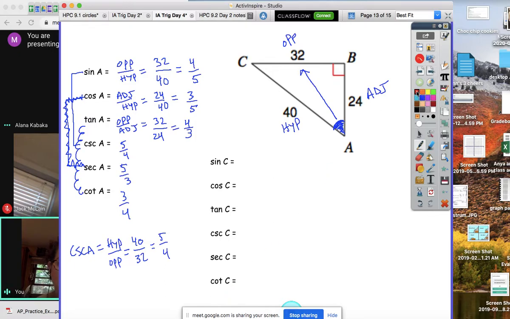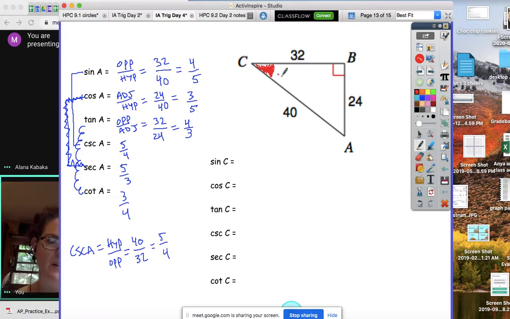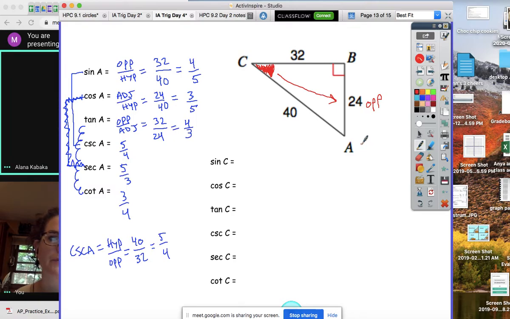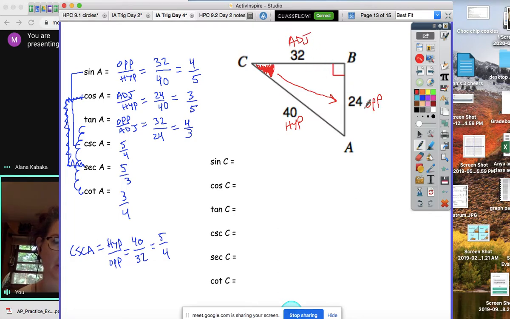All right, so now what we're going to do is we're going to change the angle. So now our focus is going to be from angle C. So I'm going to erase these because they're going to change a little bit. So now we're going to go from the perspective of angle C. So that changes what's opposite. Now 24 is the opposite side. 40 is still the hypotenuse because it's across from the right angle. That will never change. But that then means that 32 is the adjacent side. So the opposite and the adjacent side switched.